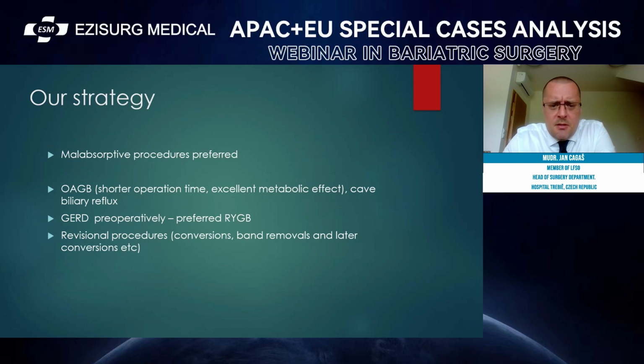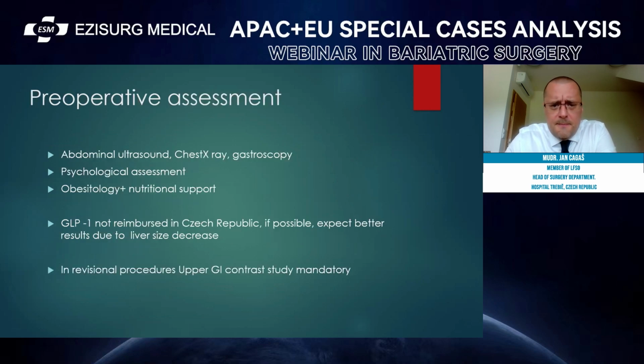And the main types of revisional procedures we perform are conversions from sleeves or OAGB to Roux-en-Y and band removals. In Czech Republic, there is also a specific procedure called gastric plication, which we usually switch for OAGB or Roux-en-Y. So this is common. We just make some preoperative assessment. I don't think we need to lose time on that.